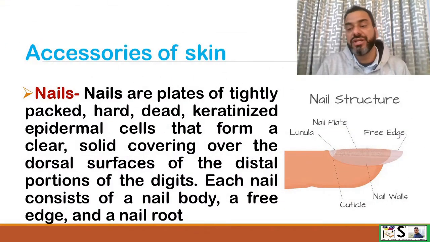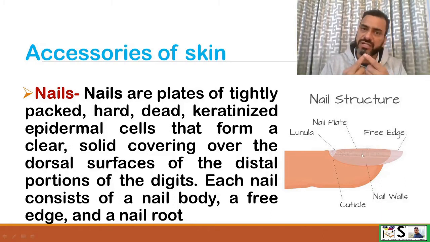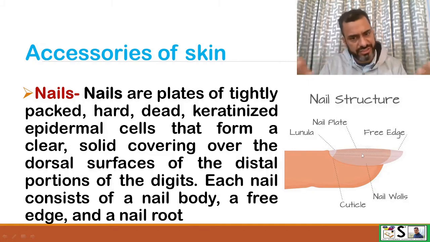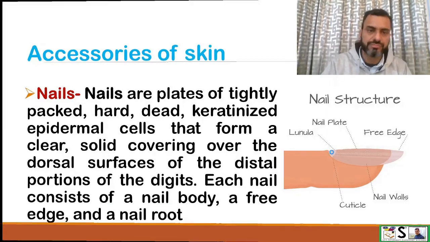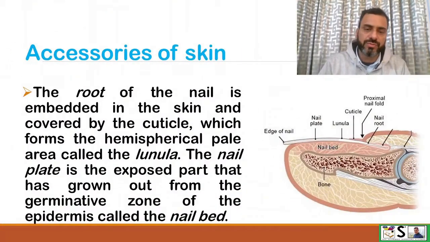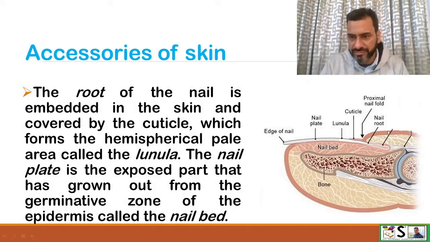Next one is nails. So nails are the plates of tightly packed, hard, dead keratinized epidermal cells that form a clear, solid covering over the dorsal surface of the distal portion of fingers or digits. Each nail consists of a nail body, a free edge, and the root. The root of the nail is embedded in the skin and is covered by cuticle.